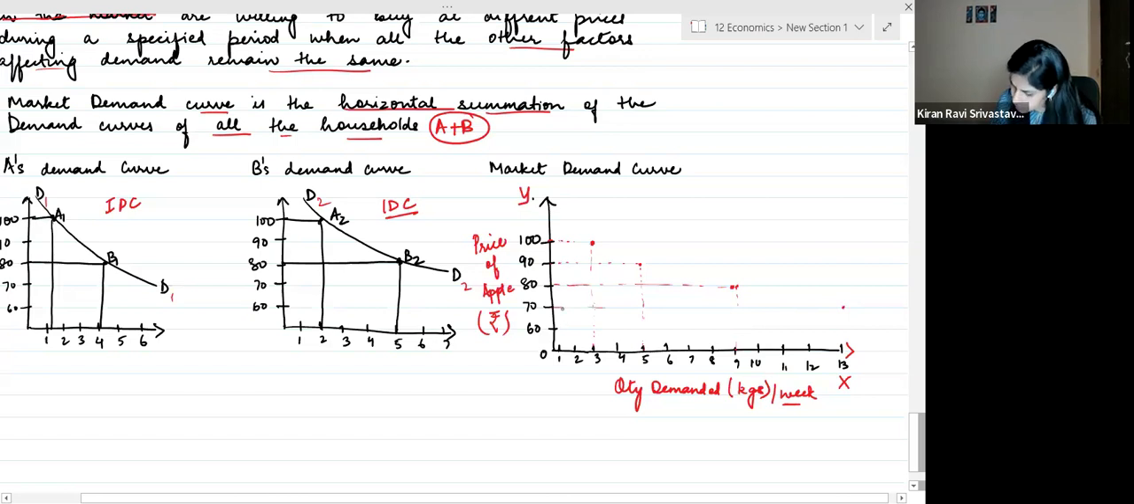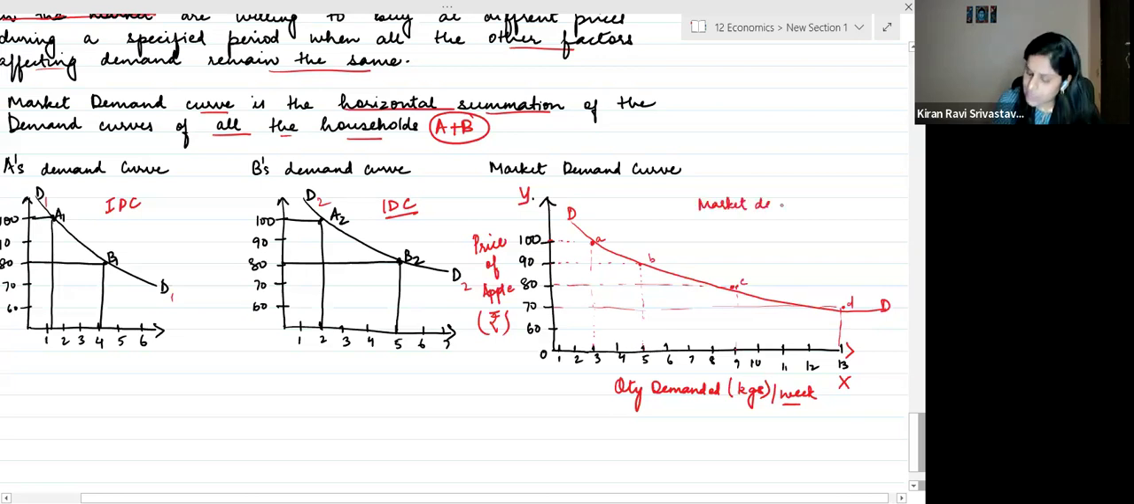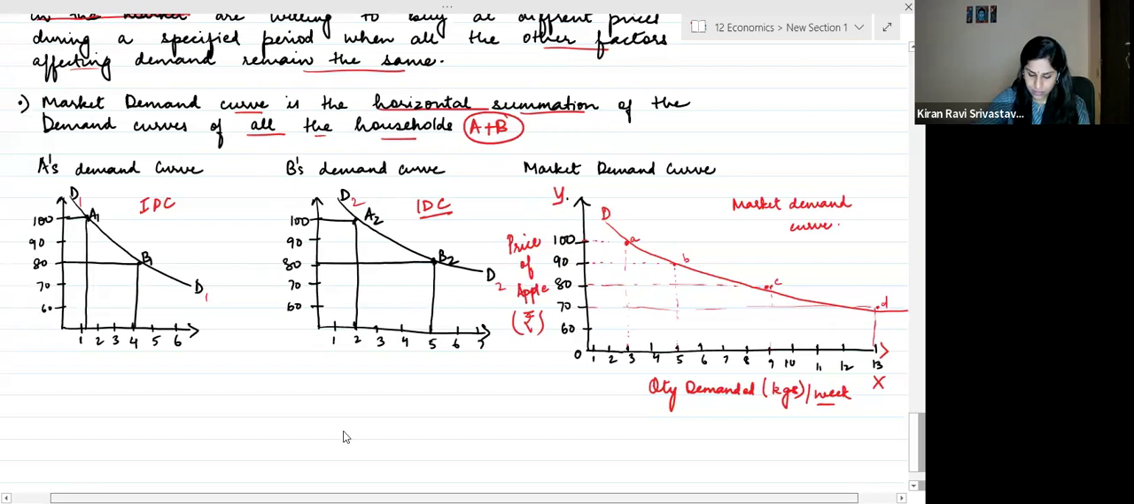Now when I join the dots, this is my combination A, B, C, and D. So when I join these dots, I'll get a downward sloping demand curve from left to right, and I can call it DD. And this is my market demand curve. So you understood how I have derived it.